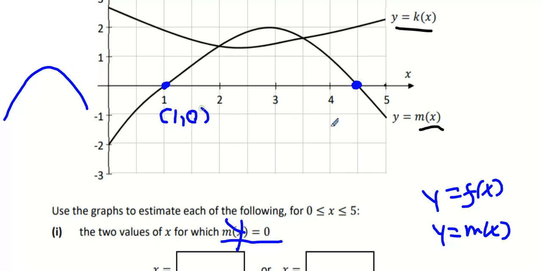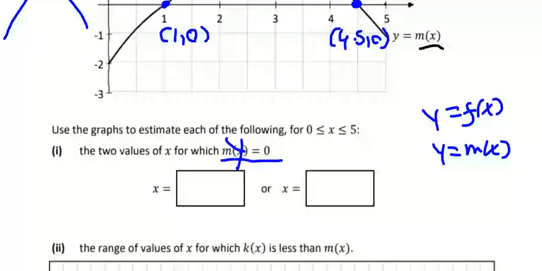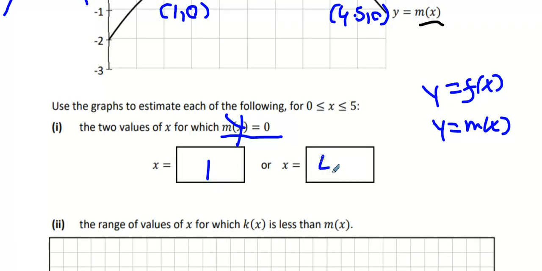1, 0, and 4.5. So it's going to be 1 and 4.5. That is when the y value of your graph equals 0. Find the range of values for which the y value of k is smaller than the y value of m. Does everyone know what that means? The y value is kind of high in the air. So when is one graph above the other one?